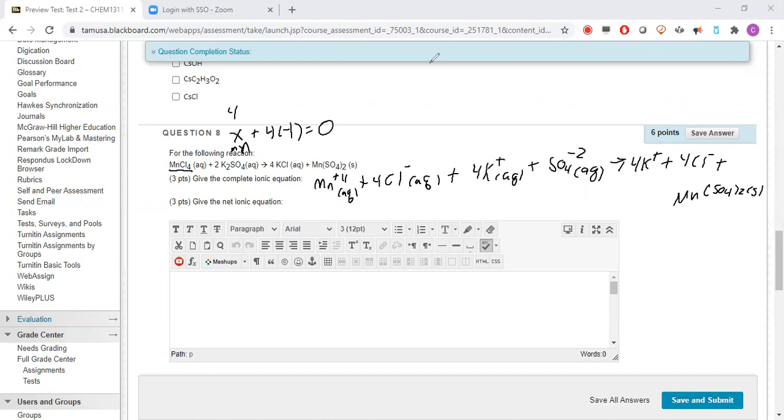The net ionic equation is you just see what's the same on both sides and you cancel that out. All right, so 4 chlorines, 4 chlorines, 4 potassiums, 4 potassiums. And your net ionic equation is manganese 4+ aqueous plus SO4 2- aqueous. Oh, sorry, there should be a 2 there. I forgot that. Will make Mn(SO4)2 solid. Don't forget your state symbols. So that was 8.